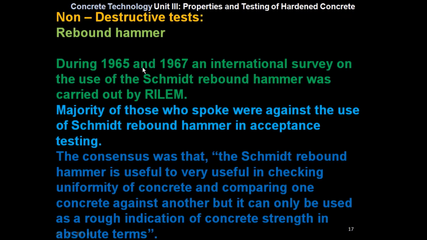During 1965 and 1967, an international survey on the use of Smith rebound hammer was carried out by RILEM. The majority of those who spoke were against the use of Smith rebound hammer in acceptance testing. The consensus was that the Smith rebound hammer is useful to very useful in checking uniformity of concrete and comparing one concrete against another, but it can only be used as a rough indication of concrete strength in absolute terms.